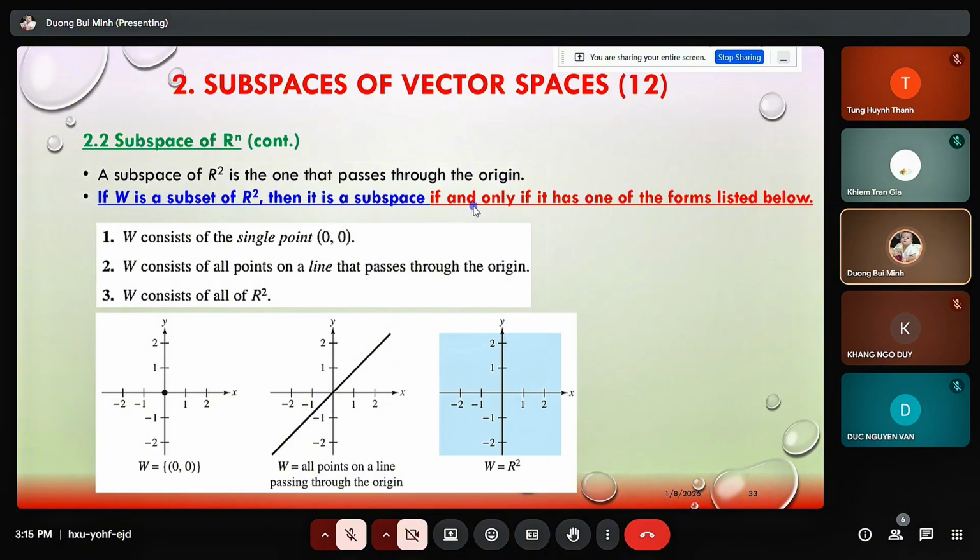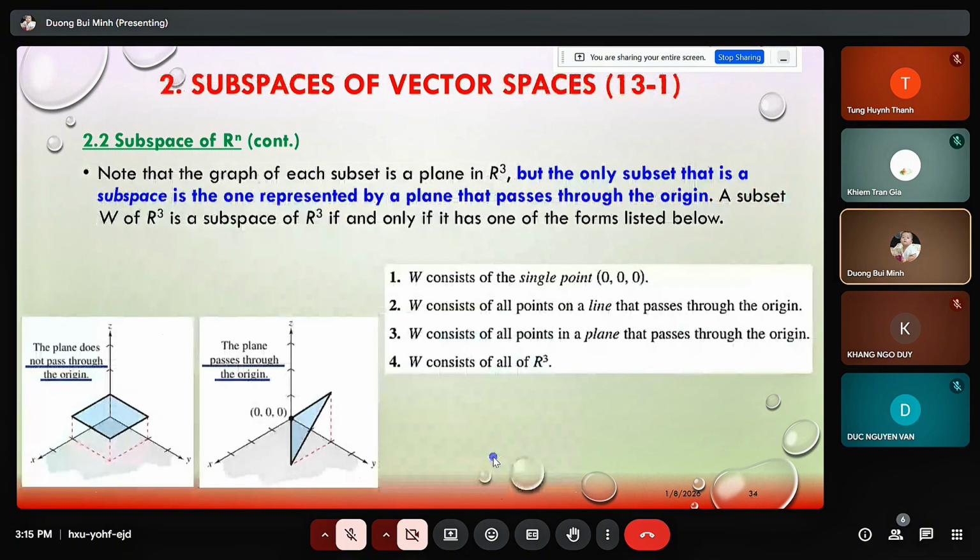Just to remind you, if we have the vector space R2, we have the zero subspace, we have the lines that go through the origin, or we have R2 itself. They are all subspaces of the vector space R2.